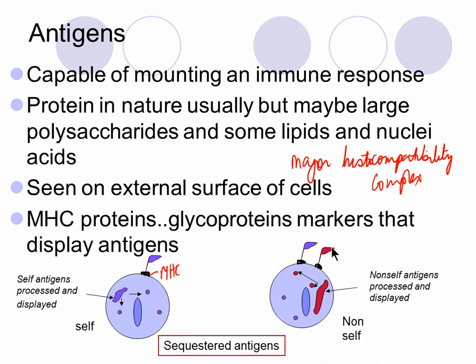Now there are certain antigens in your body which never come in contact with blood. So if ever they did come in contact, they can provoke an immune response, even though they belong to self, but because they never come in contact with blood, they are kept in isolation. These are known as sequestered antigens. Examples of sequestered antigens are the lens of your eye and even the sperm, the human sperm.